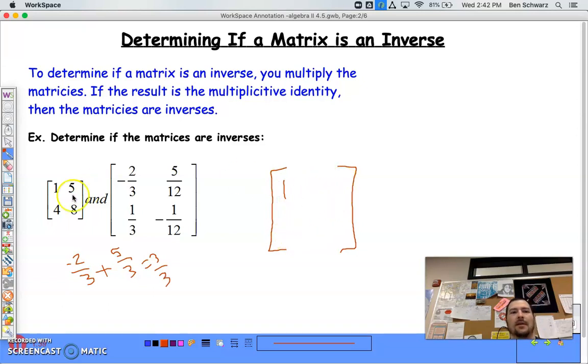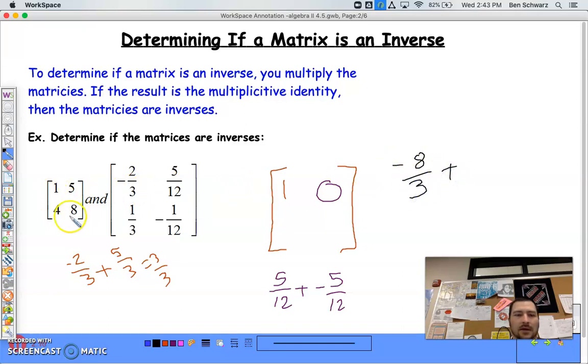Let's find this one next. So again, first row, second column now. So 1 times 5/12 is 5/12 plus 5 times negative 1/12 is negative 5/12. So that's 0. So still looking like an identity matrix. Let's try row 2, column 1. 4 times negative 2/3 would be negative 8/3 plus 8 times 1/3, so 8/3. That gives us 0. So still looking like it could be an identity matrix.